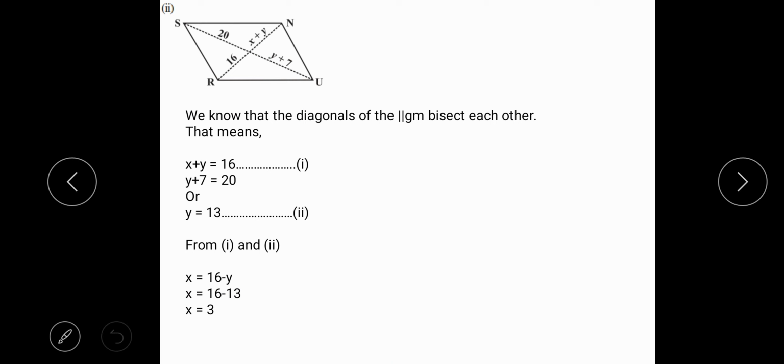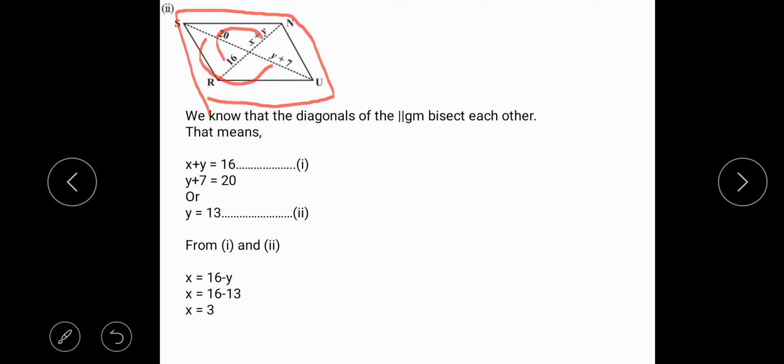Now next question, your second part. Here again we have a parallelogram, RUNS. See this one, parallelogram RUNS. Here again we have to use the property that the diagonals of a parallelogram bisect each other. It means x plus y is equal to 16, and y plus 7 is equal to 20.